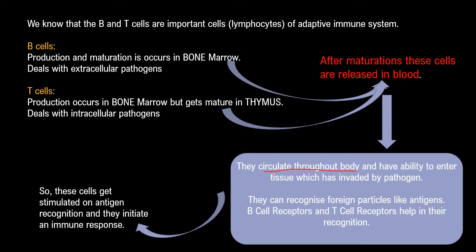B cells have the BCR, the B cell receptor, and T cells have similar receptors known as the T cell receptor, TCR, which help in recognition. These receptors interact with the antigens and recognize the specific antigen. After that, a cascade of reactions for the immune response gets triggered. These cells get stimulated on antigen recognition and initiate an immune response.